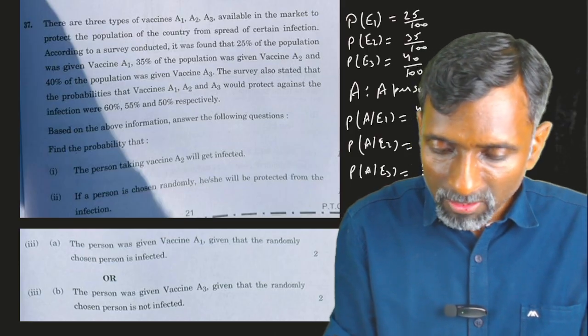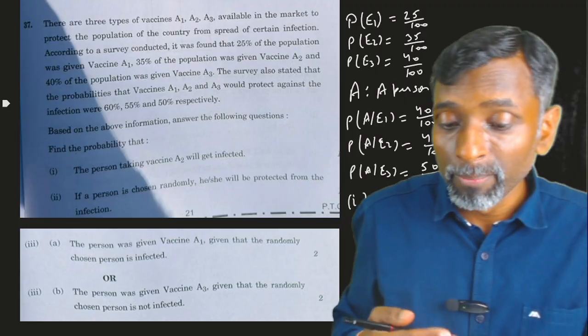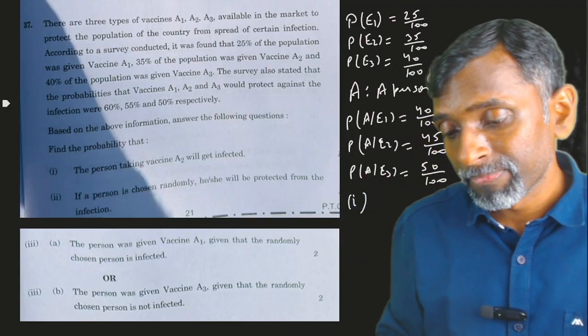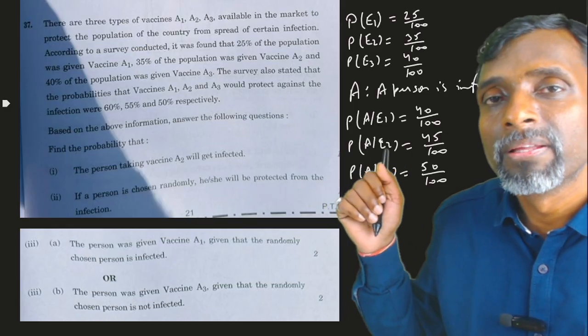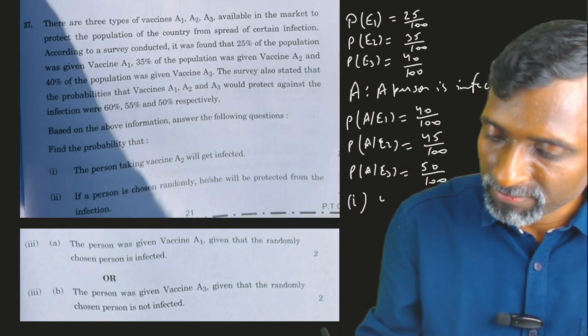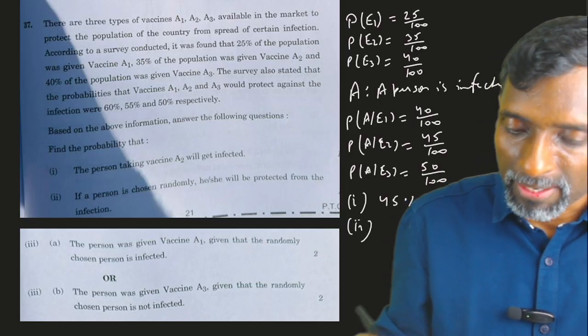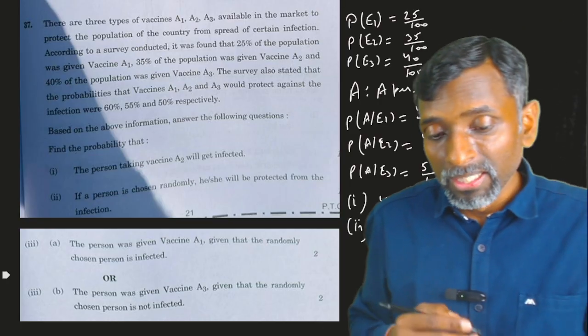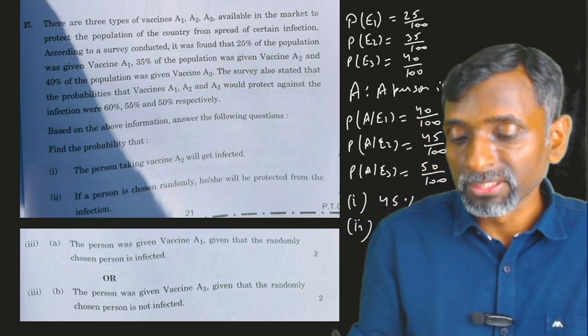Now see the first part of the question. It is given that the person taking vaccine A2 will be infected. What is the probability of the person getting infected when he got the vaccine A2? So it is 45%. The answer to the first part is 45%. Second part, the person is selected at random. She will be protected from the infection.